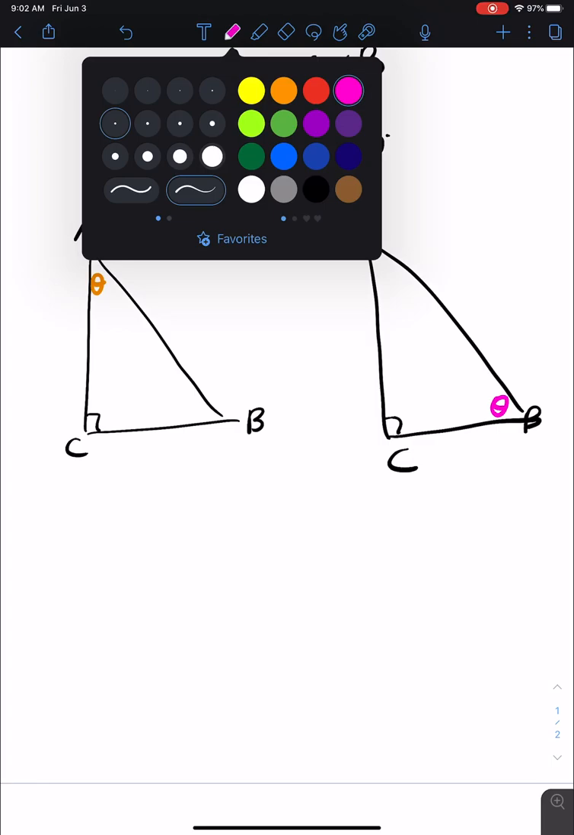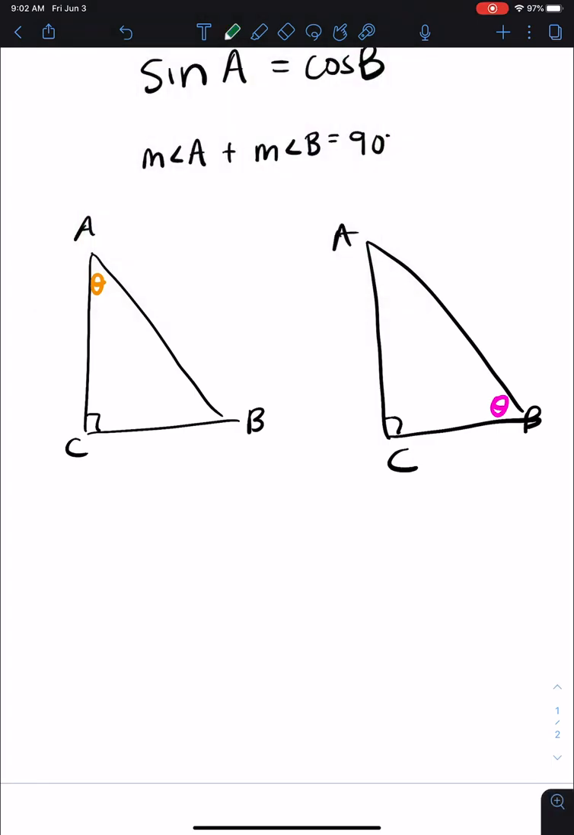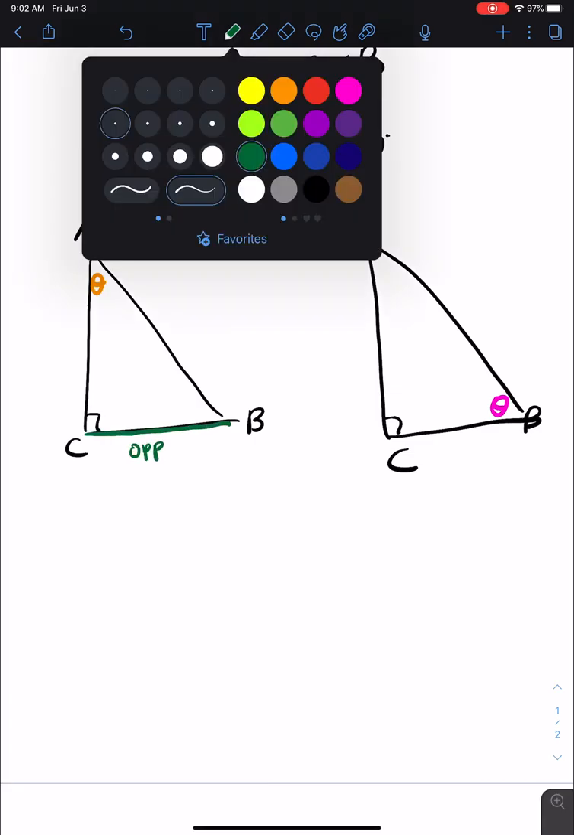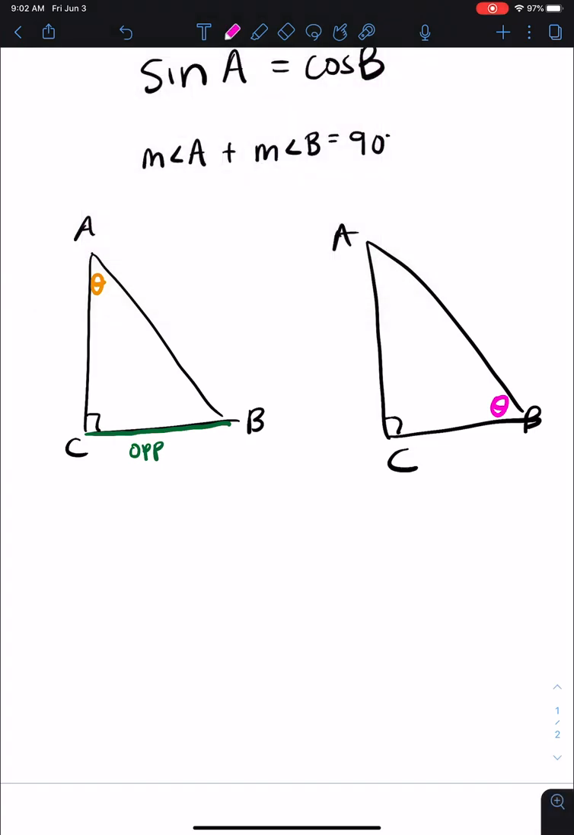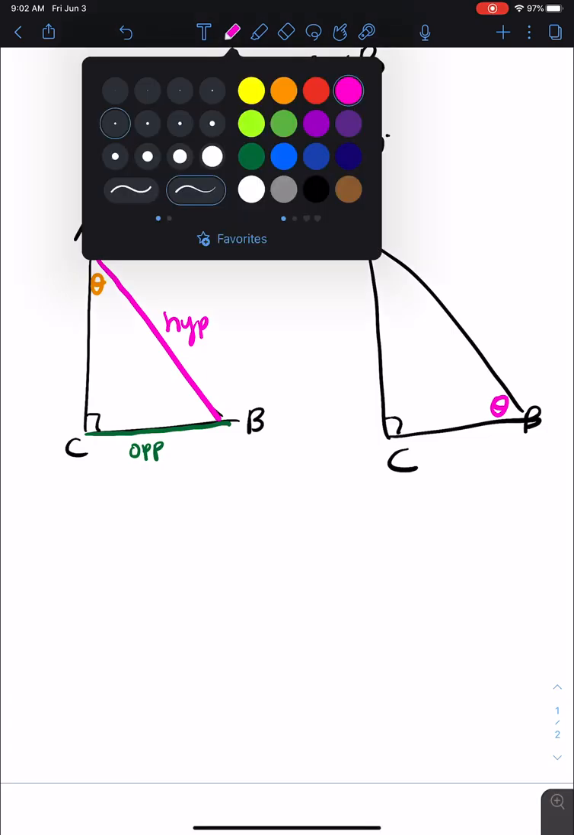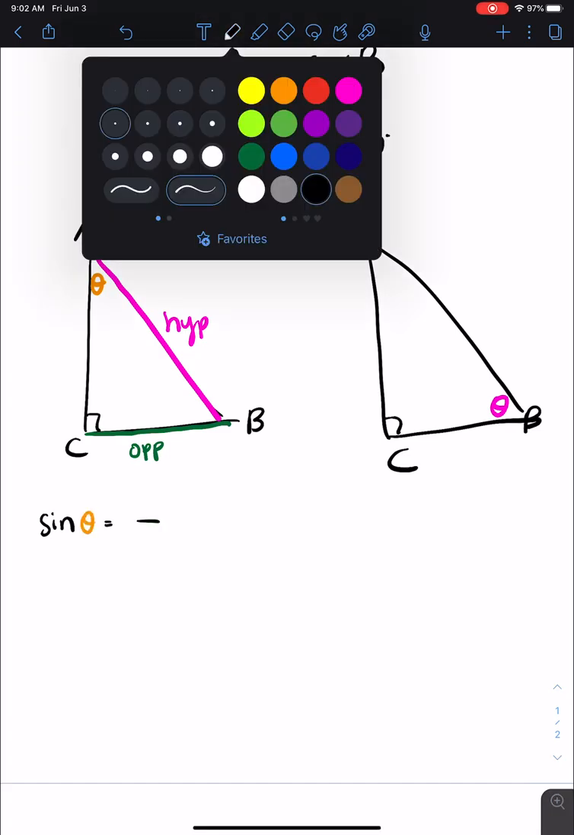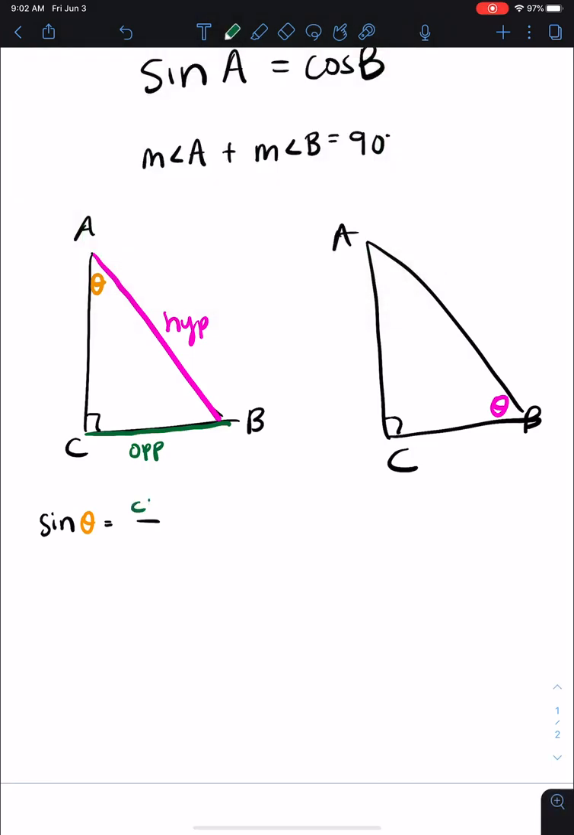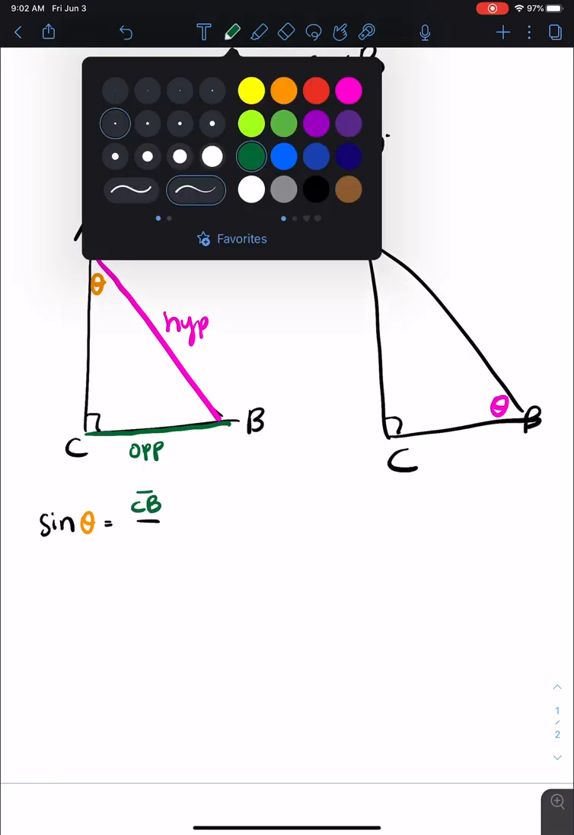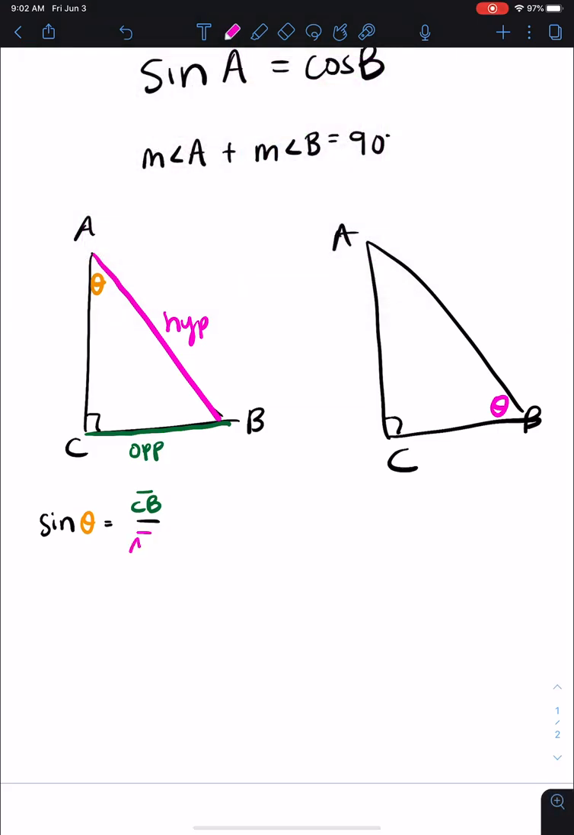So if I look here at my first problem, if I take the opposite side from A, we get the side CB, and this is my opposite side. If I take the hypotenuse of this triangle, the hypotenuse is side AB. So we can see that sine of the angle theta is equal to the opposite side, line segment CB, over the hypotenuse, which is line segment AB.